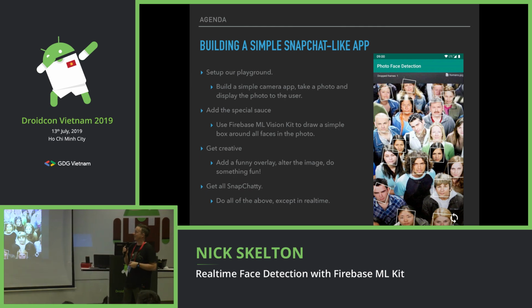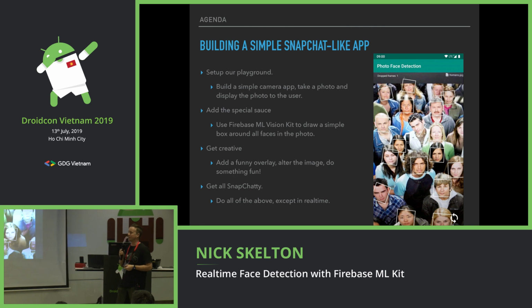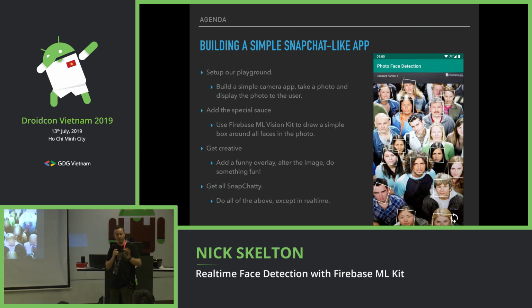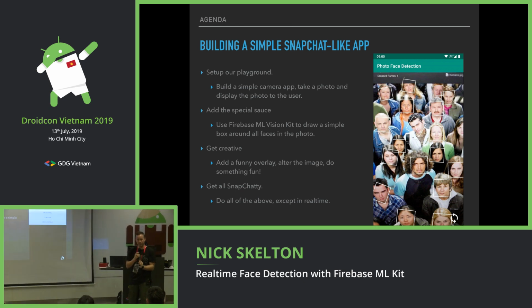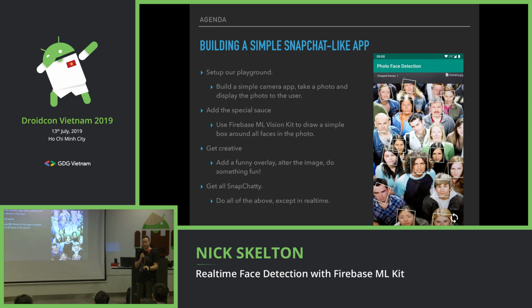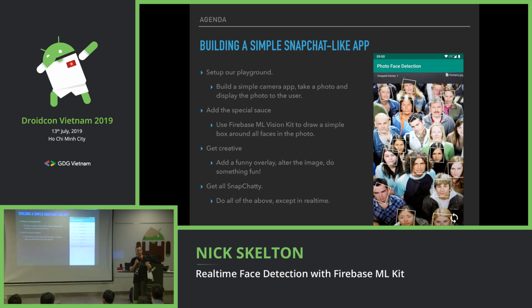The second step is adding Firebase. Adding Firebase is the face detection part. That's when we're actually going to intercept this little process that we have, taking the photo and giving it to the user. In the middle, we're going to give it to Firebase, and it's going to start to detect some faces for us.